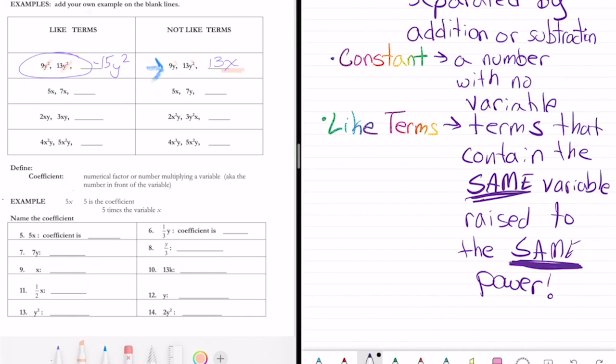So go ahead and try these on your own. I'm going to show you the answers. Go ahead and finish the like term examples and the not like term examples.